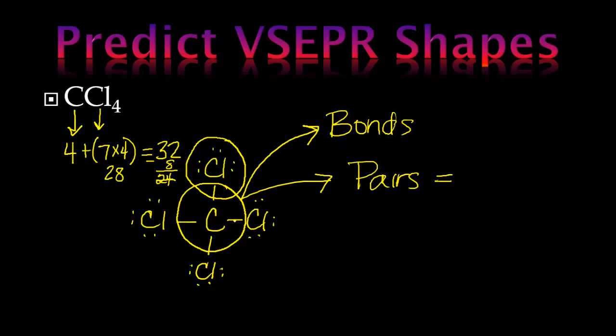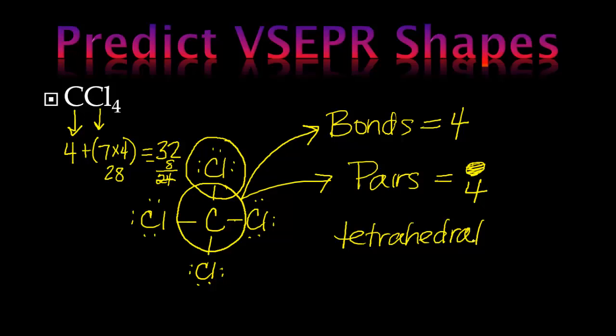So pairs of electrons, I have 2, 4, 6, 8. Sorry, I have 8 electrons, but I have 4 pairs. And bonds, I have 1, 2, 3, 4. So I am going to look on my orange sheet and line up where 4 bonds and 4 pairs meet, and I get a tetrahedral shape.